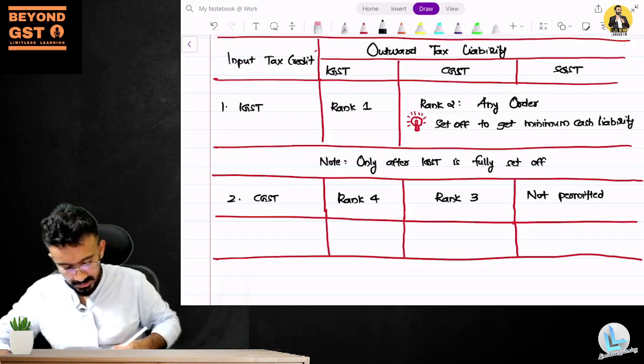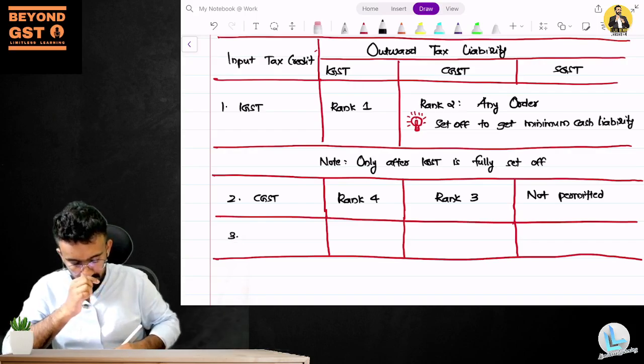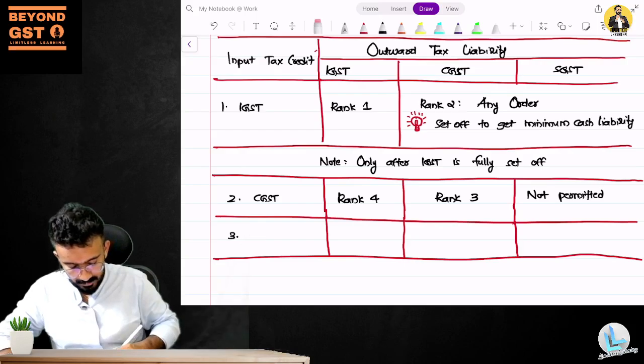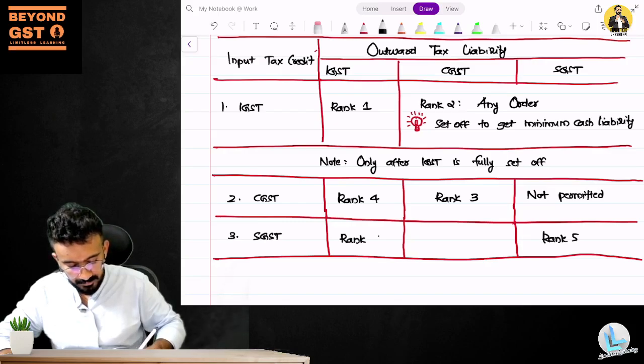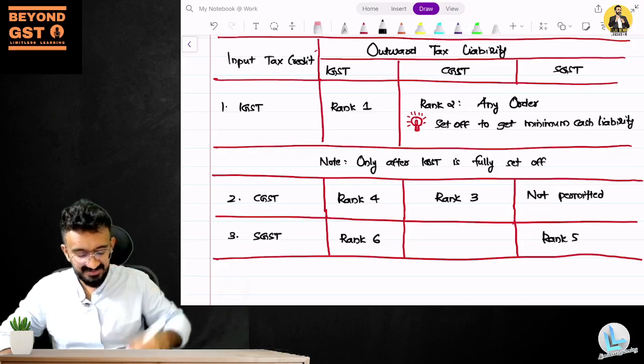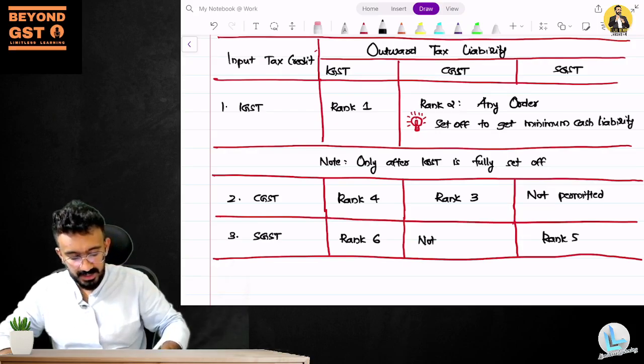Then let's take SGST. SGST would be first set off against SGST. That's rank number 5. Then set off against IGST. It cannot be set off against CGST.